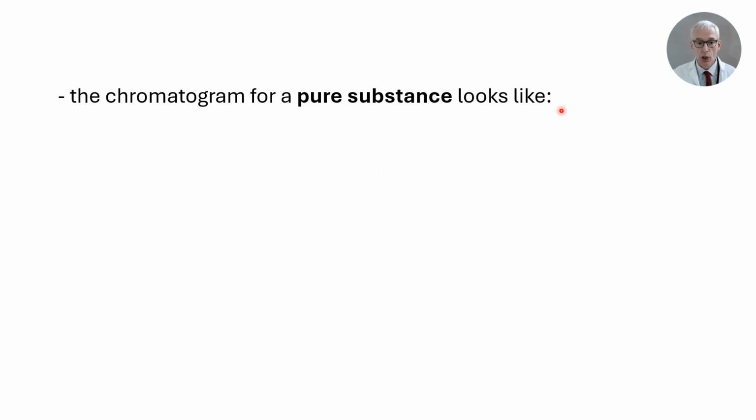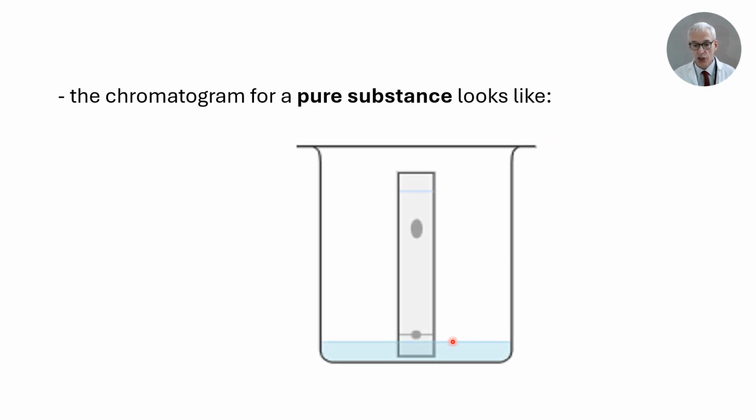Quick thought: what would the chromatogram for a pure substance look like? Think it through or draw it out. Come back when you're ready. So to reveal, of course, our original spot on the pencil line above the level of the solvent will rise with the solvent, but as there's only a pure substance, there is only one spot produced. So this would be the chromatogram for a pure substance.